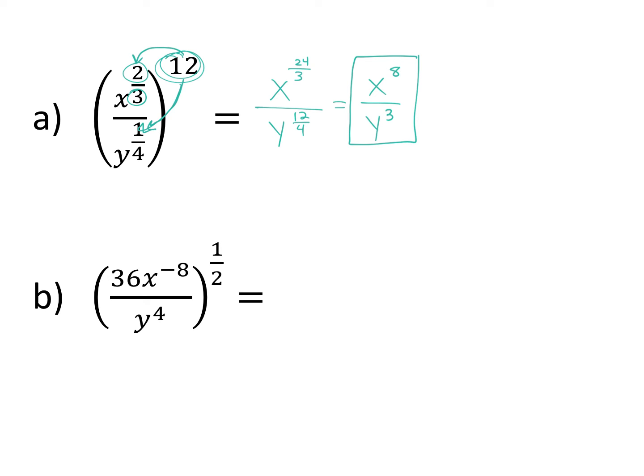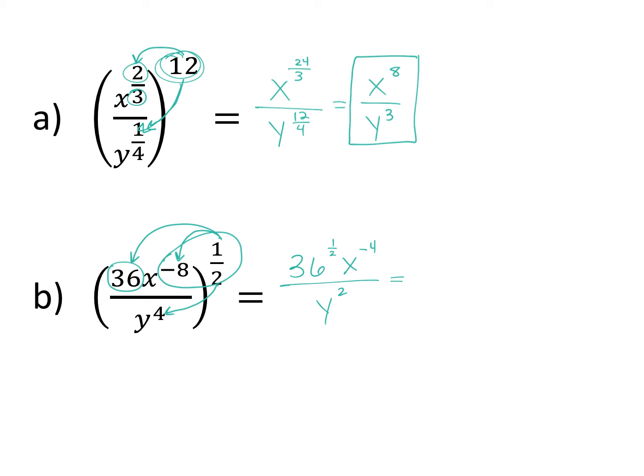I would take this 1/2. Now you have a number out in front, so it's 36 to the 1/2, x to the 8th to the 1/2, and then y to the 4th to the 1/2. So there's 3 parts to this one. 36 to the 1/2 power, we'll talk about that in a second. This would be half of a -8, so x to the -4th power, and then half of 4 on bottom, y to the 2nd power.